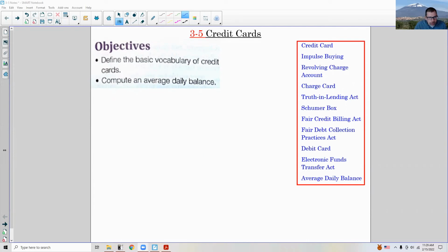Chapter 3.5, credit cards. Here we go. Most people have them. Most people abuse them. Most people pay way more than they should for products because of them. Objective: define the basic vocabulary of credit cards, and we're going to compute an average daily balance. Let's do the vocab first.